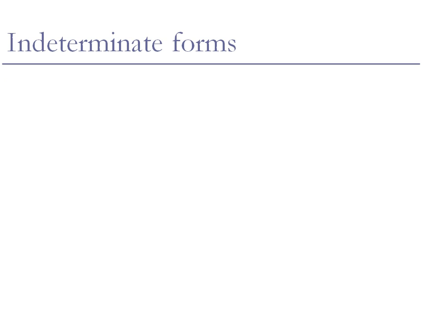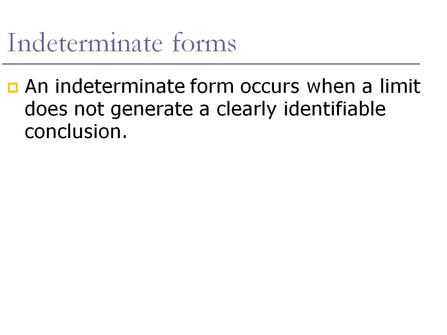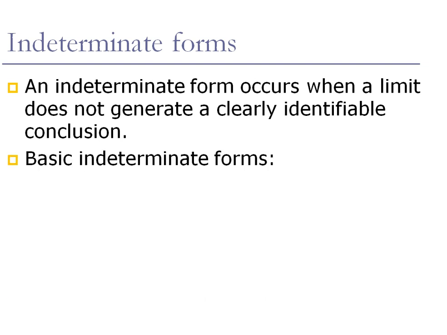This is the situation where we're going to see these indeterminate forms in action. So first of all, let me tell you what an indeterminate form is. What do we mean by an indeterminate form? An indeterminate form occurs when a limit does not generate a clearly identifiable conclusion. So in other words, when we compute the limit, we come up with some kind of expression that doesn't make any sense. So there are several indeterminate forms. We're going to start in this class by looking at some of them, and then later on we'll see some more. But the basic indeterminate forms that we're going to see for now are of this type.